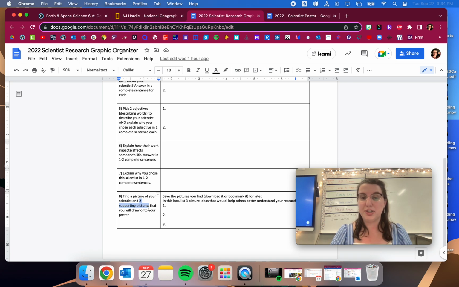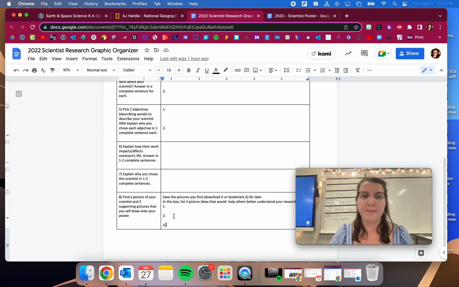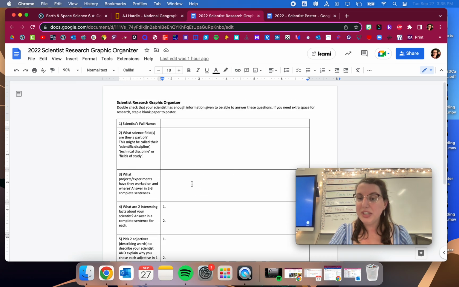So that's what I mean by 2 supporting pictures. So 2 other pictures that'll help you better understand what this person does. And what you have to write in this box is you have to tell me what those pictures are. So number 1 is going to be picture of your scientist. 2, picture of a brown howler monkey. 3, map of Brazil. Whatever your pictures might be. And of course, you can always add more pictures. So that is your research. If you have any questions, let your teacher know.